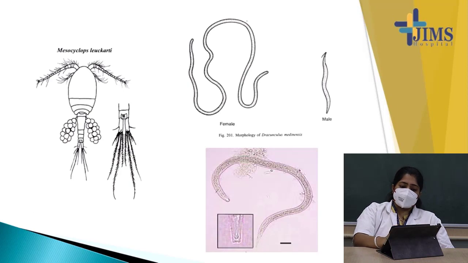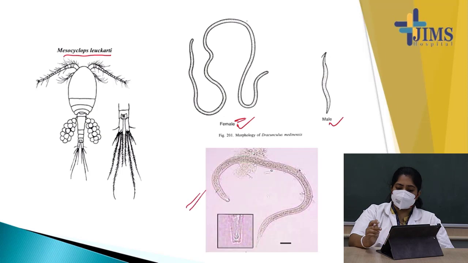This is the picture of Mesocyclops leuckarti. You can see this is the cyclops. This is the male and this is the female one. See, the male is smaller and the females are quite longer. This is the larva.